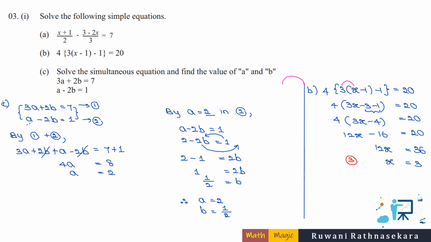When A is 2, B is half. Half into 2 is equal to 1. 2 minus 1 is 1. Right? 3 times 2 is 6. 2 into half is 1. 6 plus 1 is 7. Solutions are true. For obtaining these two solutions, you get 2 marks each. Right?